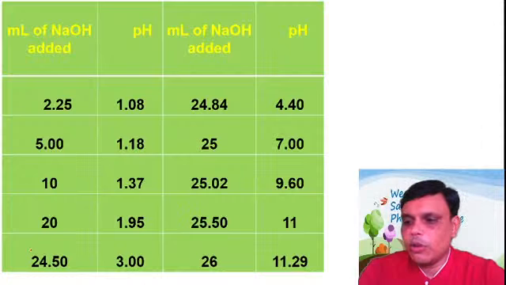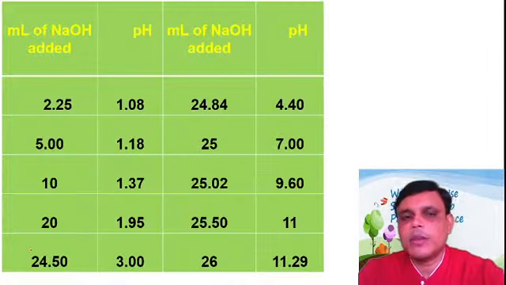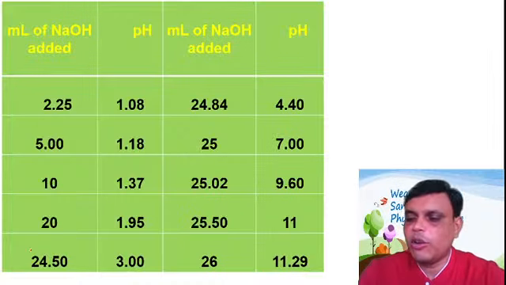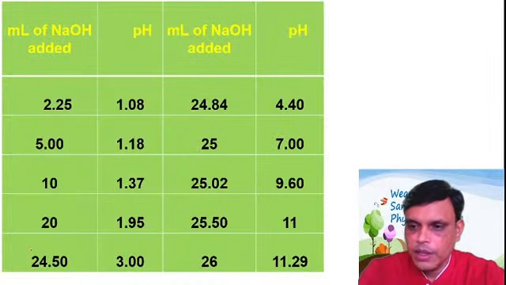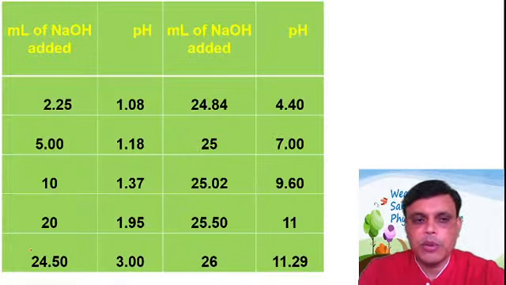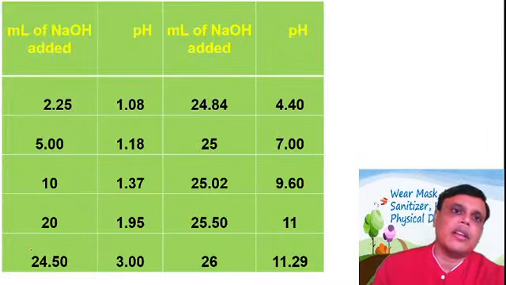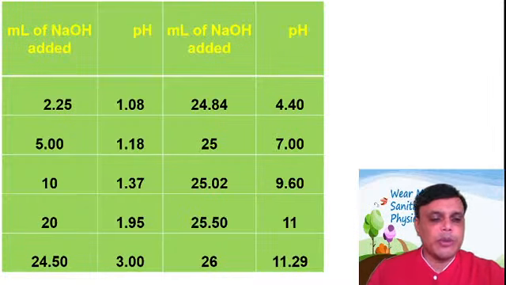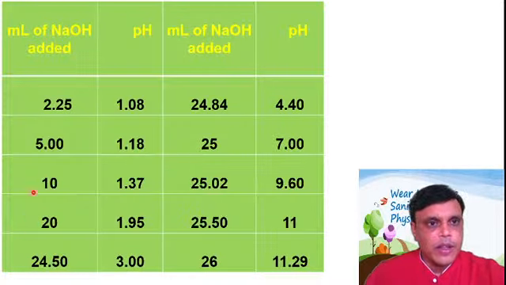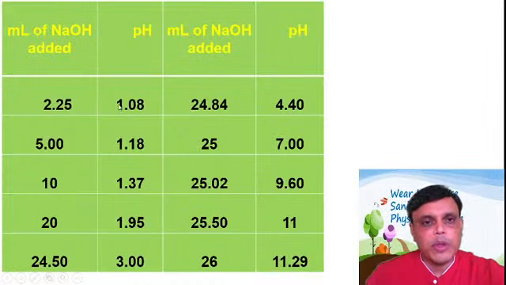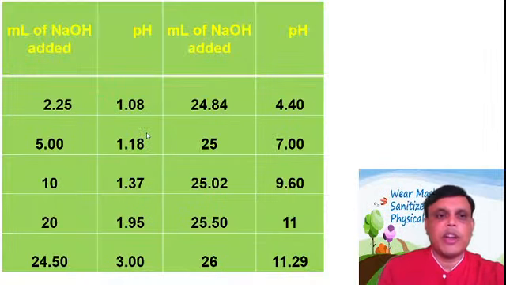Now, then we will go to the next. We will summarize all this value in the form of a table. This table contains mL of NaOH added and the pH at that respective value of NaOH added. For example, at 2.25 mL NaOH added, your pH will be 1.08.